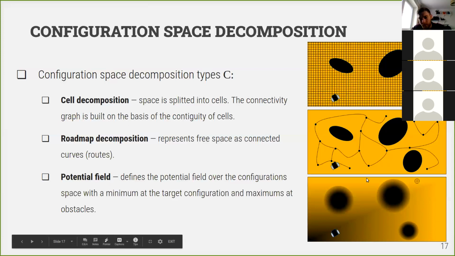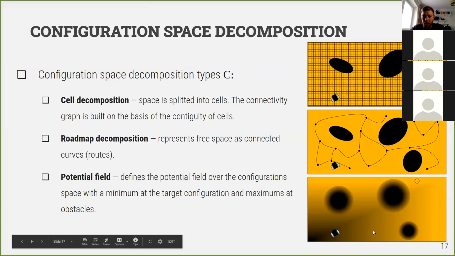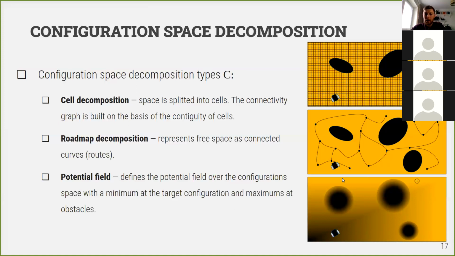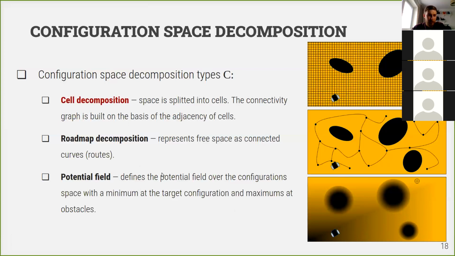So basically we define a navigation function here, and then we try to find the potential field in each point of space, and we will move our robot in such a way that the potential field is minimum, to reach our final goal. You'll see images on the next slides of how it works. So we will discuss all these three types of decomposition. Let's start with cell decomposition.